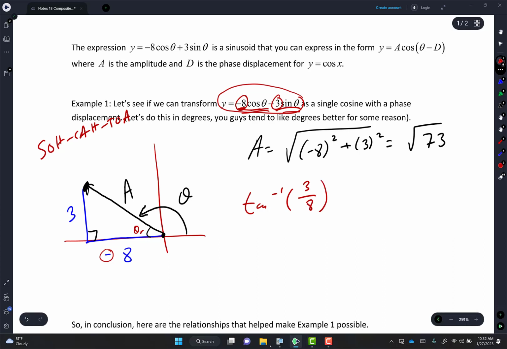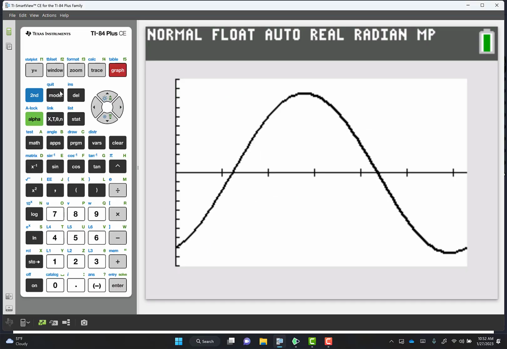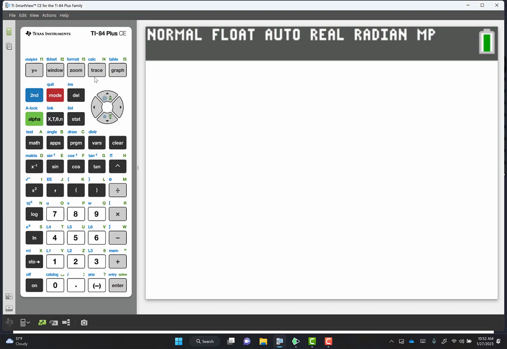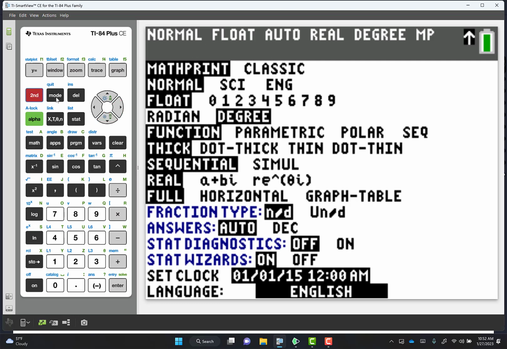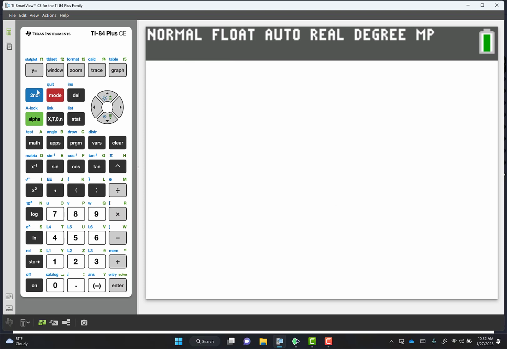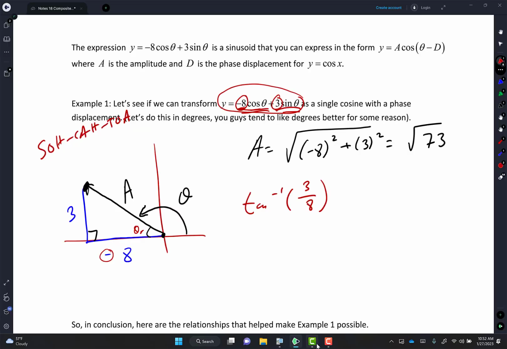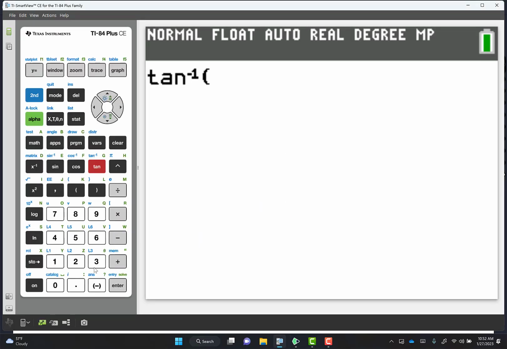I take my calculator. Oh, let me put it in degree mode. Mode. Degree, right? Degree for now. Once we're super beast, we'll go back to radian. Arctan of 3 over 8. Arctan of 3 over 8.